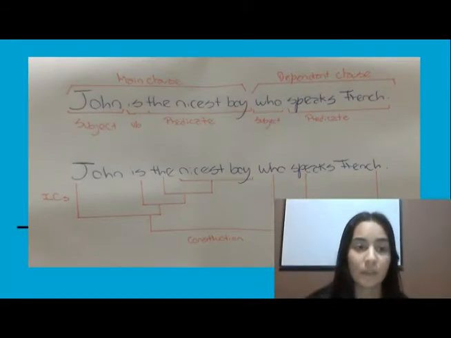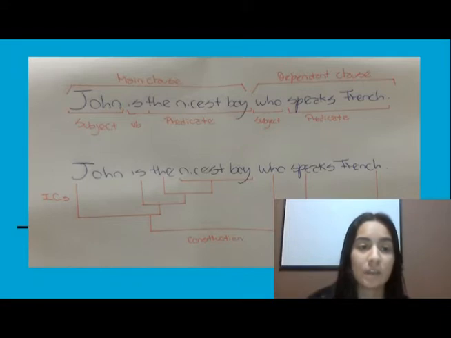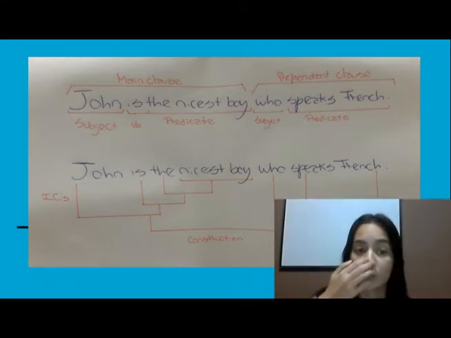In the case of a sentence, we can analyze John is the nicest boy who speaks French. In this case, we've got two immediate constituents, the main clause and the dependent clause. The first breaks down into the subject, which is John, and the predicate is nicest boy. On the other hand, the dependent clause is formed by the subject who and the predicate speaks French.